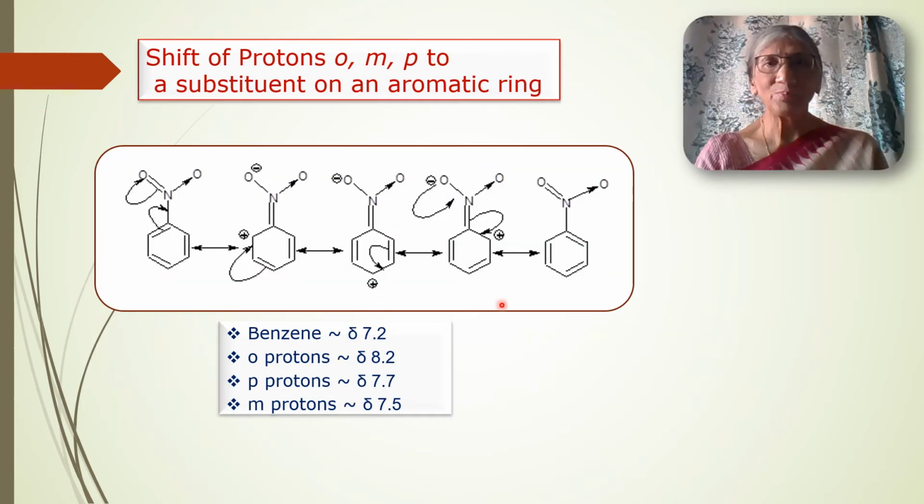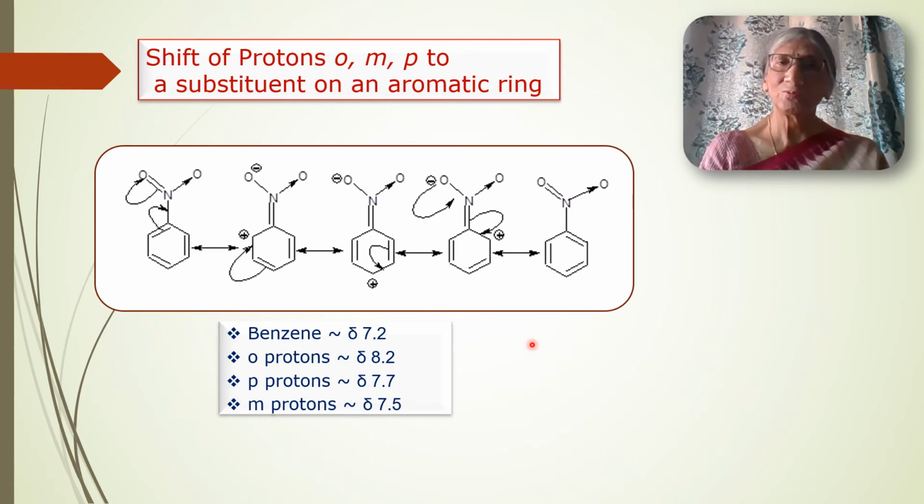Now take the example of nitrobenzene. From the chemical reactions of nitrobenzene, we know that the incoming electrophile goes to the meta position when the substitution is carried out.